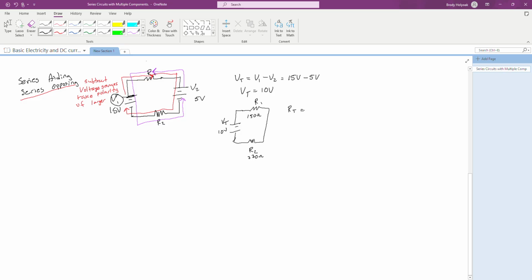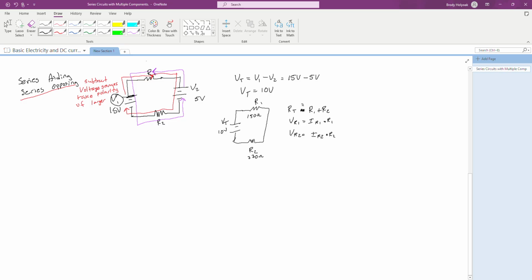So then my R total is going to be R1 plus R2, because they both have one connection between the two of them. My voltage of R1 is going to be different than the voltage of R2, so that's going to be the current flowing through R1 times R1 itself. The voltage of R2 is the current flowing through R2 times its resistance itself.